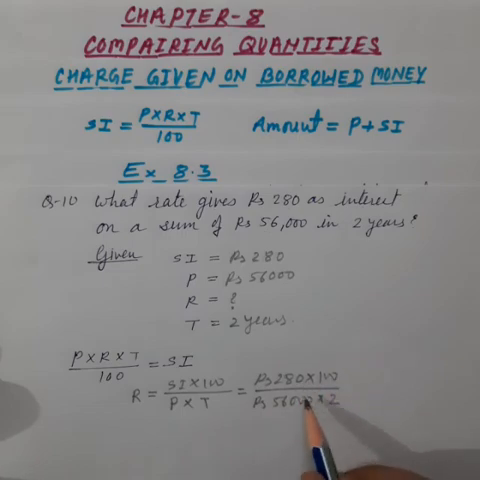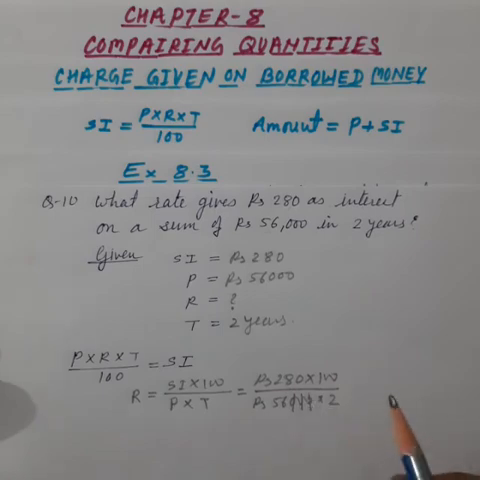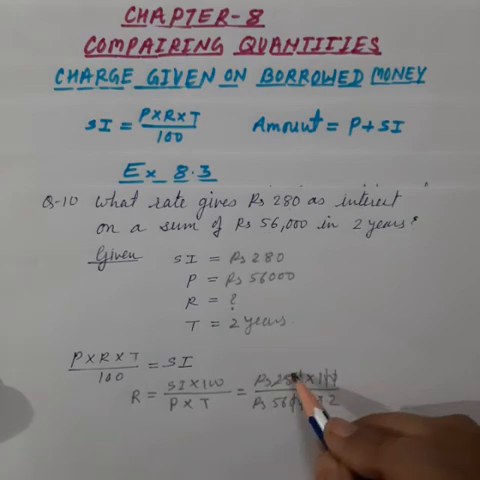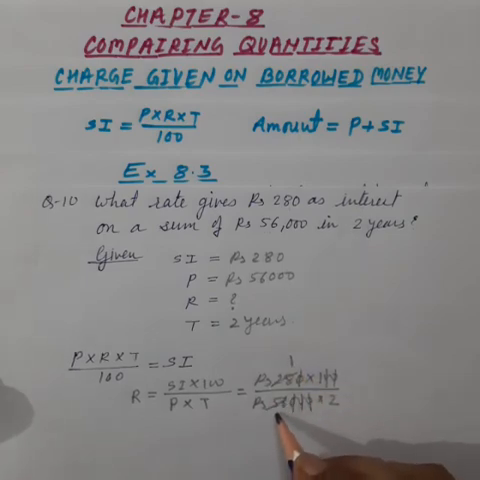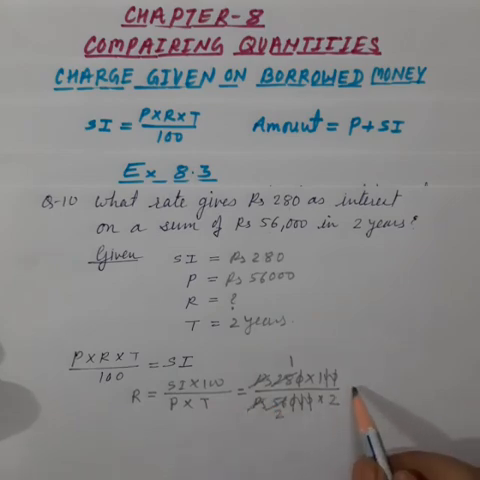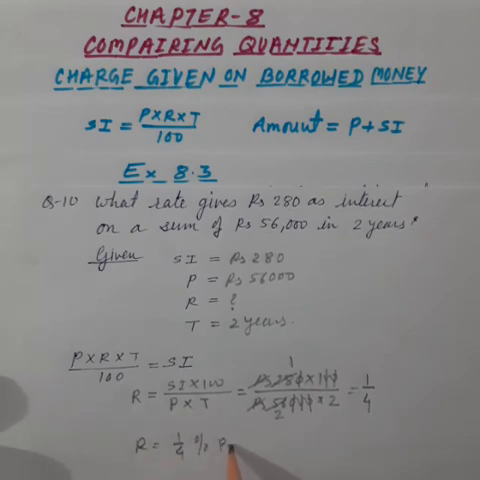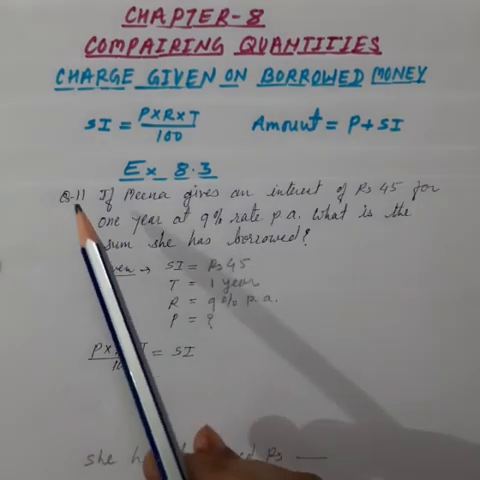Now find out this. 1000 is the factor of both numerator and denominator. So 3 zeros from the denominator will cancel with 3 zeros in the numerator. Now 28 ones are 28, 28 twos are 56. Rupees also will cancel. And in the denominator it is 2 into 2. Numerator is 1. Denominator is 4. So rate we get 1/4% per annum.